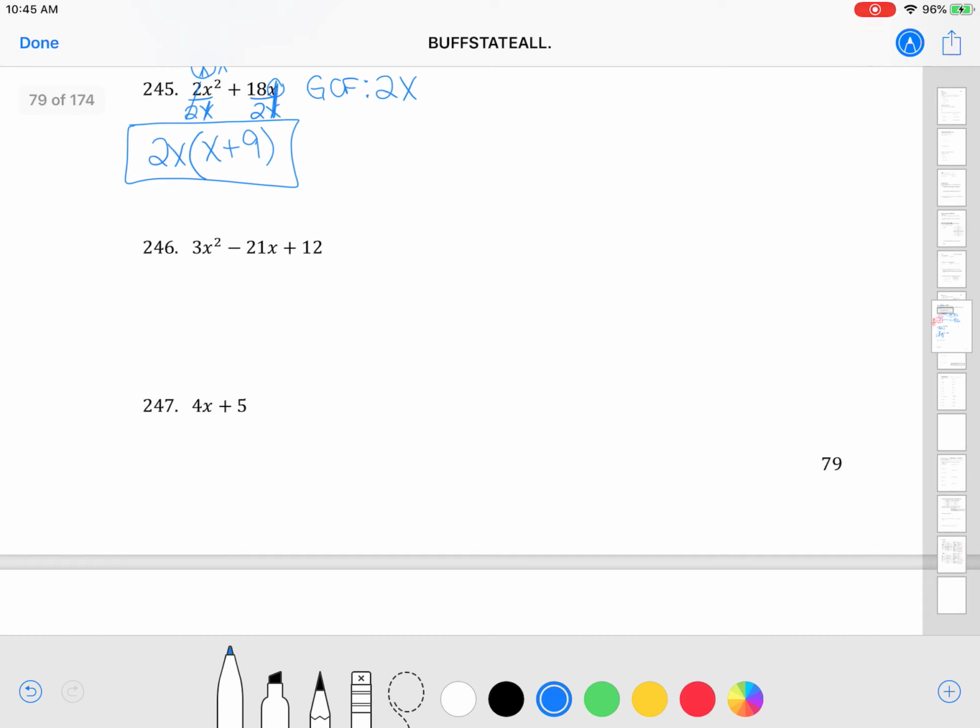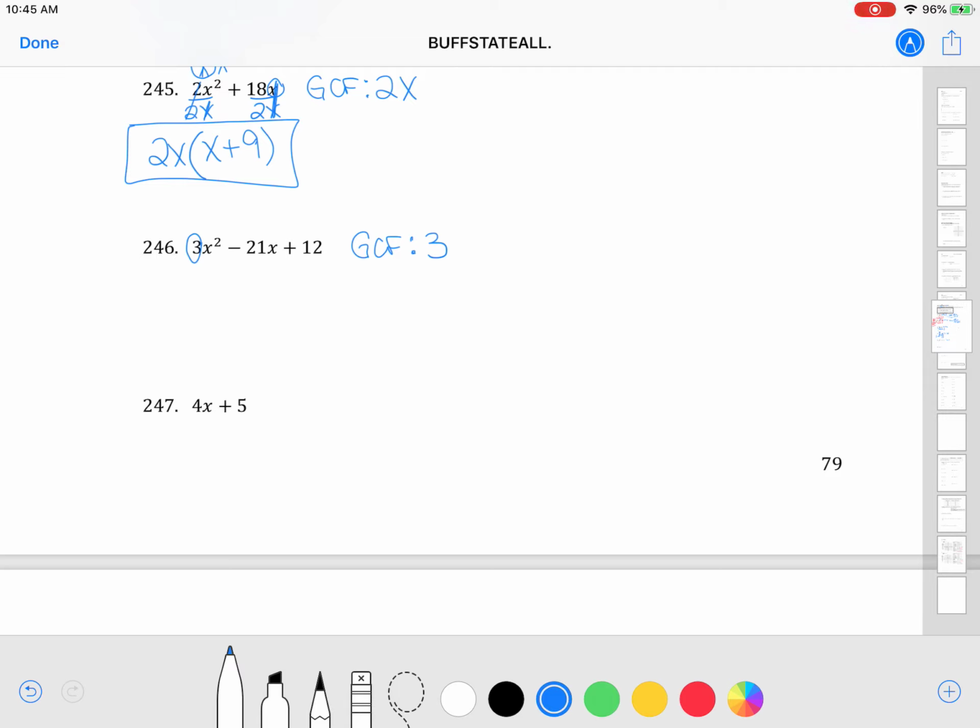246, a little bit tougher. I have 3 terms to try and find the GCF between, but not too bad. First, look at your numbers. I have 3, 21, and 12. Hopefully you're thinking to yourself the GCF should be 3. Remember that trick I showed you in the beginning. If you look at the smallest number here, it is 3. The biggest number that can go into 3 is 3. So 3 has to be the greatest common factor between all of them because it also goes into 21 and 12. Nothing bigger will work.